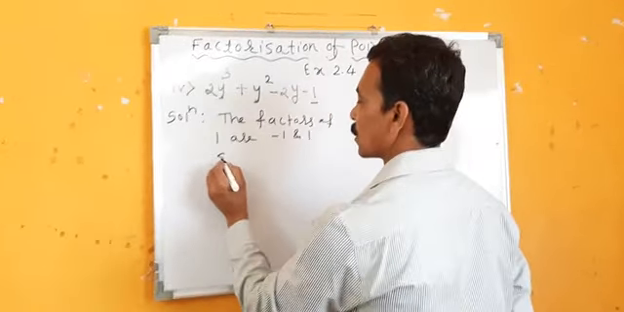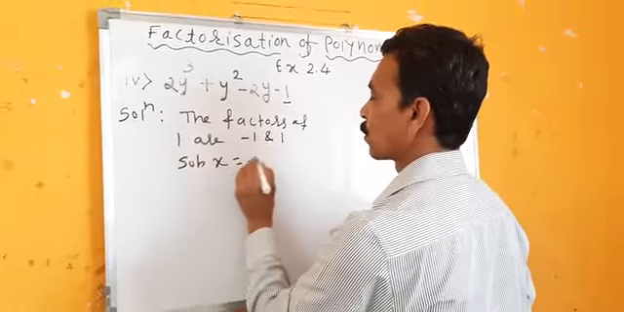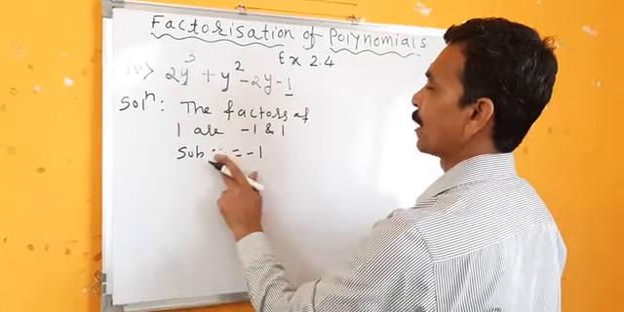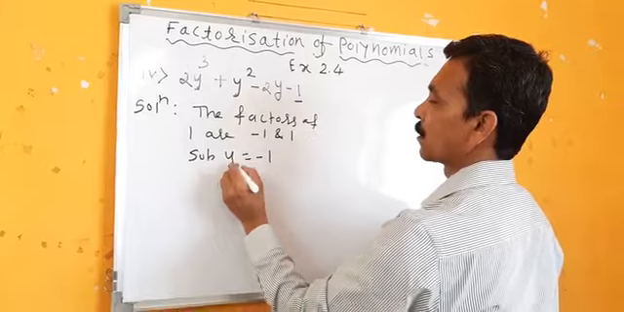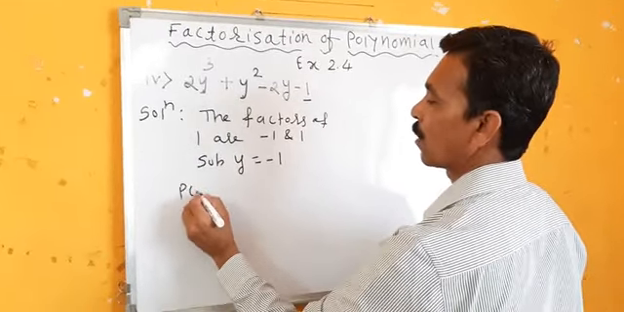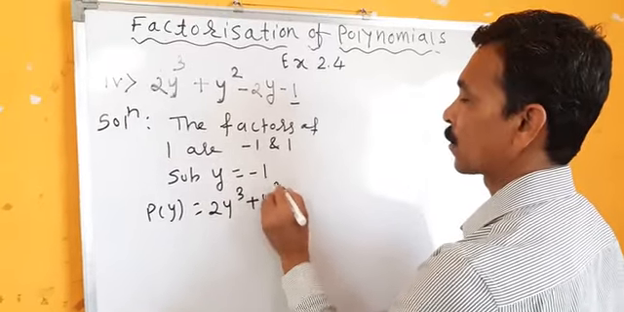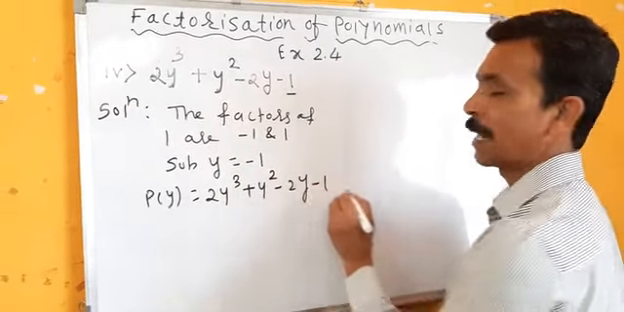Now what will I do? Substitute x is equal to minus 1 in p of x. Or here we will take it as y because it is written y. P of y is equal to 2y cubed plus y square minus 2y minus 1.